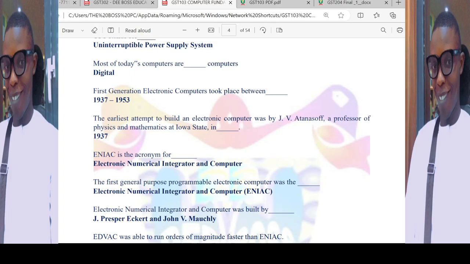All right, and then we have this particular person, J.V. Atanasoff, who happens to be a professor of physics and mathematics at Iowa State. He made the earliest attempt to build an electronic computer. The Electronic Numerical Integrator and Computer was built by J. Presper Eckert and John V. Mauchly.